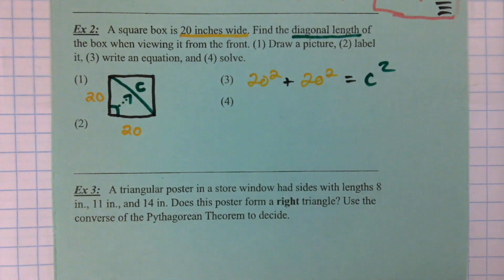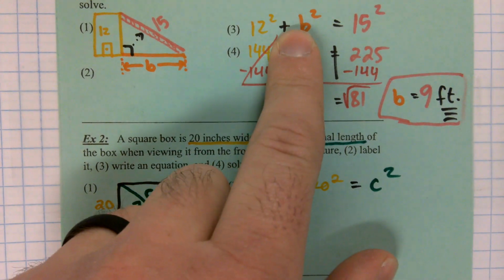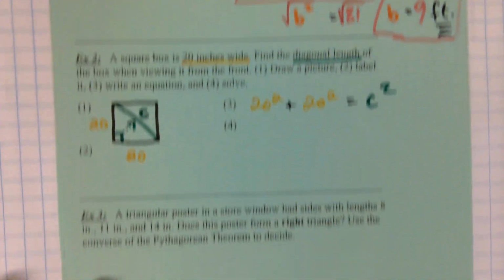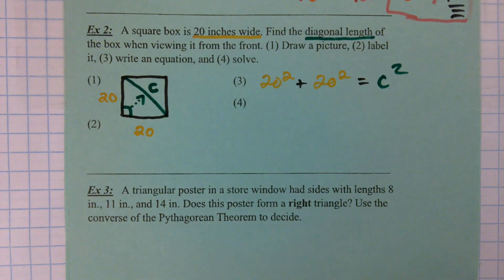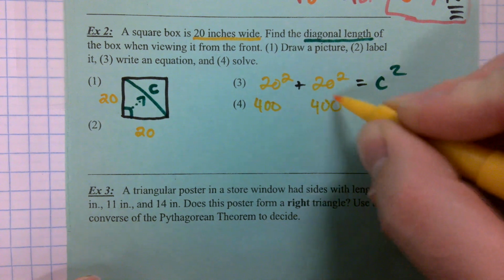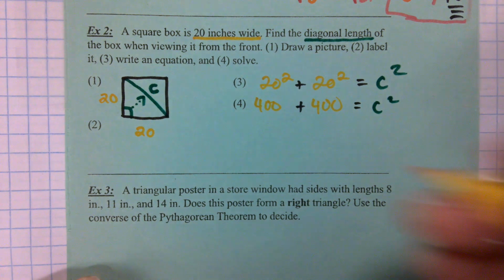So now we're not having a missing leg like in example 1. We have a missing hypotenuse. So our setup is slightly different. Up above, we were missing a b. Down here, we're missing our c. So we're combining two lessons together here a little bit. Missing hypotenuse versus missing leg. What is 20 squared? 400. Perfect. So I got two of those. What is 400 plus 400? 800.